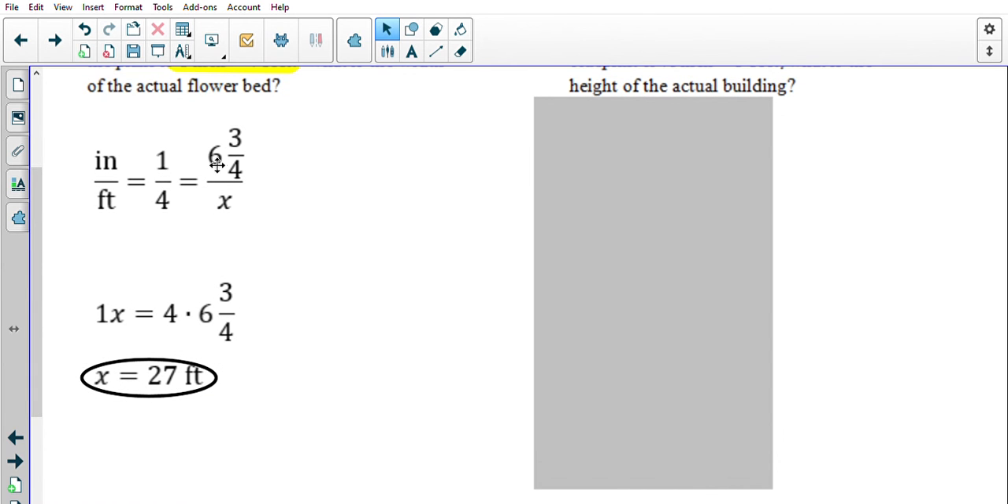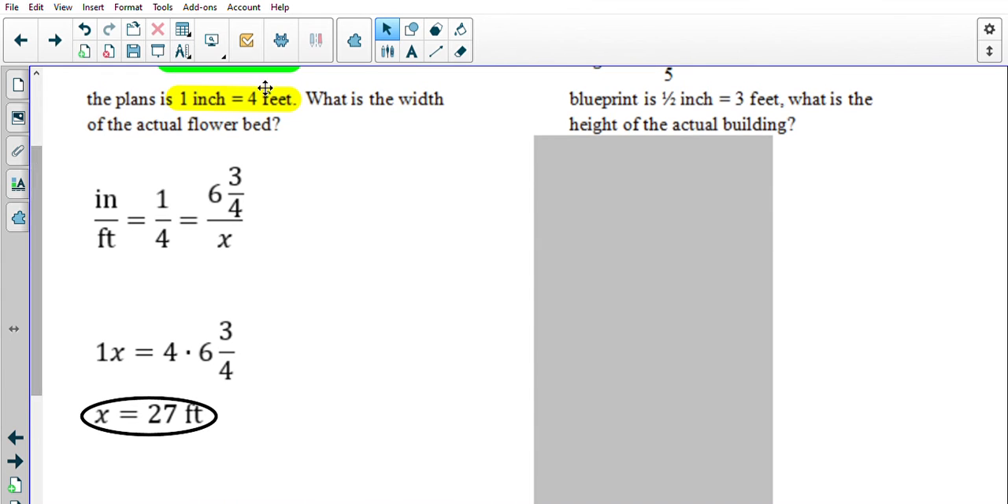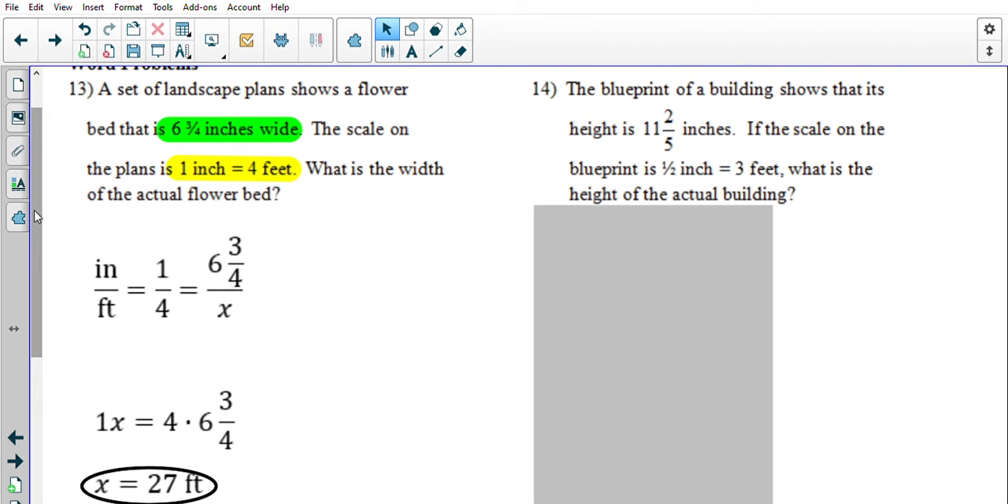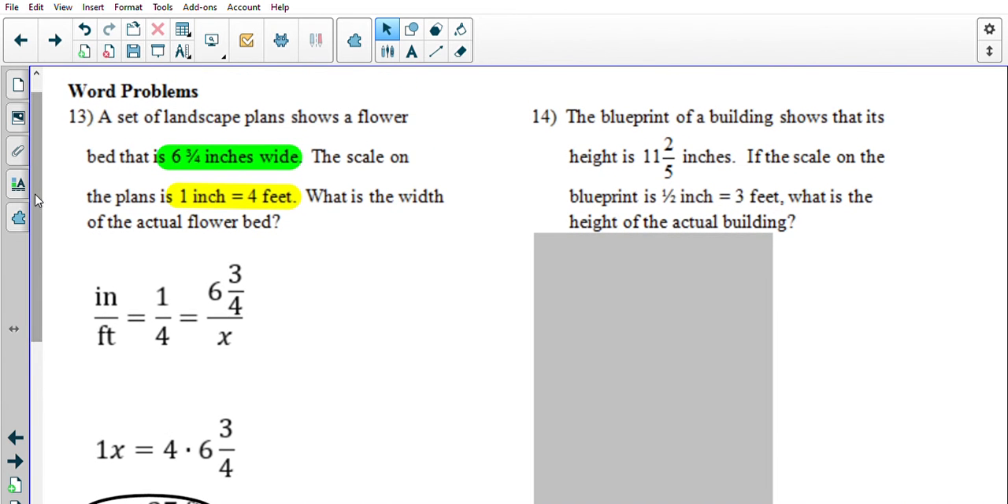Some of you might have recognized, well, if I know that 1 inch represents 4 feet, and I know that this flower bed is 6 3/4 inches wide, can I just take 4 times 6 3/4? Yes. A proportion helps you to figure out whether you're multiplying or dividing those numbers, but we are really just multiplying them. Kind of similar in our next one, except our scale is not in terms of 1 inch, so it makes it a little bit more complicated.